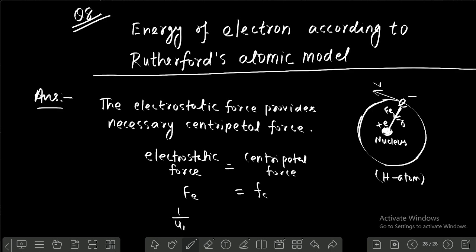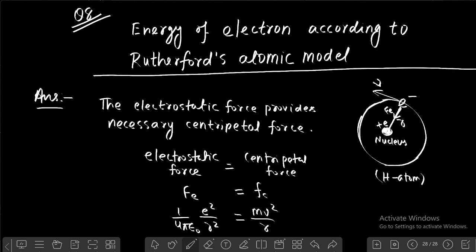F is nothing but 1 by 4 pi epsilon naught, E into E, that is E square by R square, and this equals mv square by R, since it is moving with velocity v. Now from here I can find mv square, and if I multiply by half, I get kinetic energy. Then I can find the potential energy of the system, and then the total energy also. So energy of electron means first you find kinetic energy, then potential energy, then total energy. Yes or no?